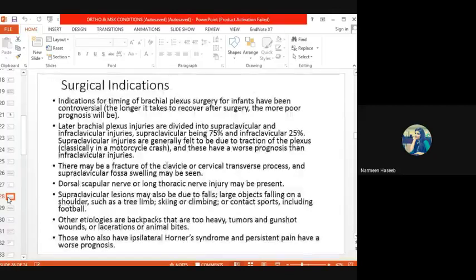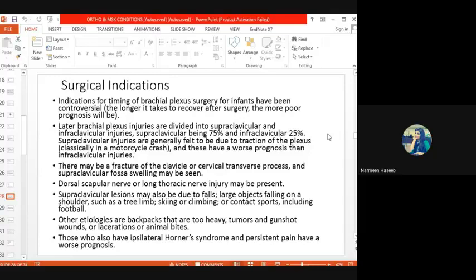Surgical indications. What are the surgical indications? Indications for timing of brachial plexus injury for infants have been controversial. Later brachial plexus injuries are divided into supraclavicular and infraclavicular injuries. So, to decide what the surgical indications are, first you need to know that brachial plexus injuries are divided into two types, which are the supraclavicular injuries and the infraclavicular injuries.